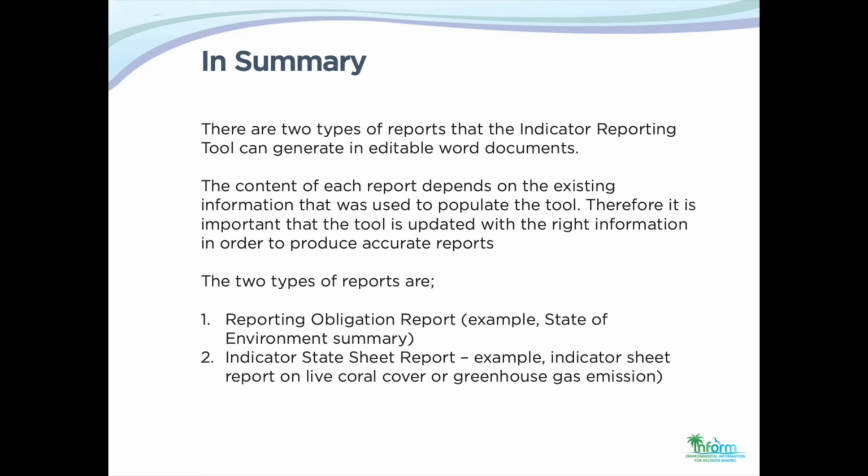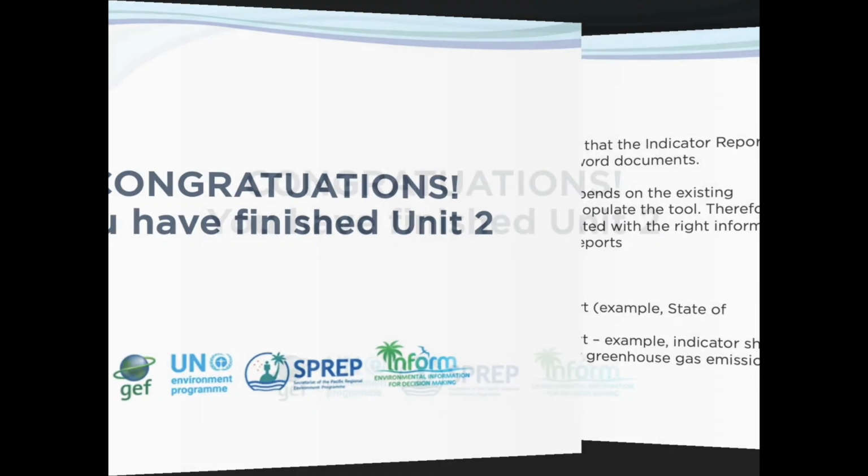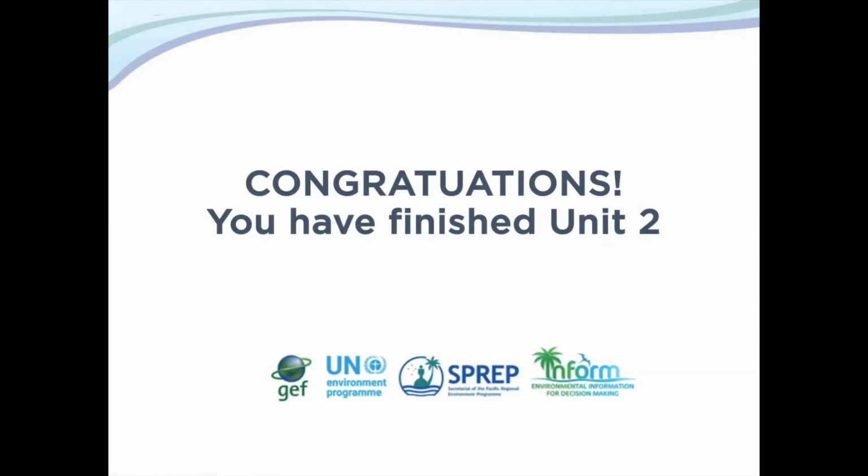The 2 types of reports are 1. Reporting obligation report, for example, State of Environment Summary, and 2. Indicator State Sheet Report, for example, Indicator Sheet Report on live coral cover or greenhouse gas emissions. Congratulations! You have finished Unit 2 on the Indicator Reporting Tool.